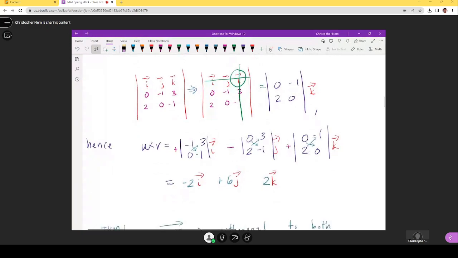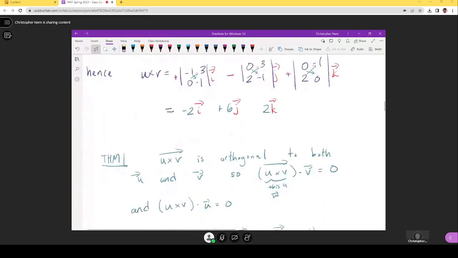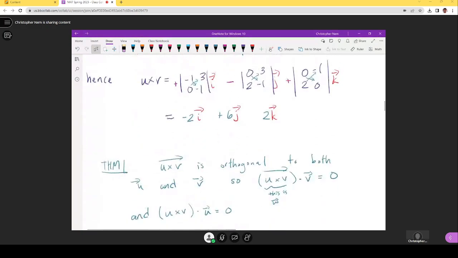Good. So what does it tell us? Well, u cross v is orthogonal to both of them. That means the dot product between u cross v and v should be 0. Likewise, the dot product between u cross v and the vector u should also be 0, the 0 scalar. Remember, dot product outputs a scalar. The cross product outputs a vector.